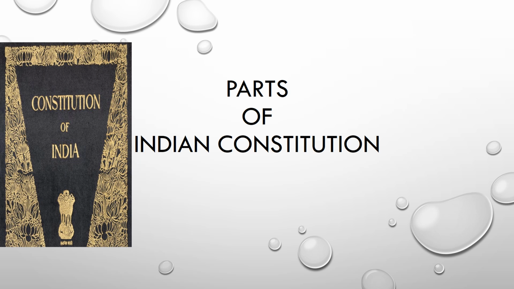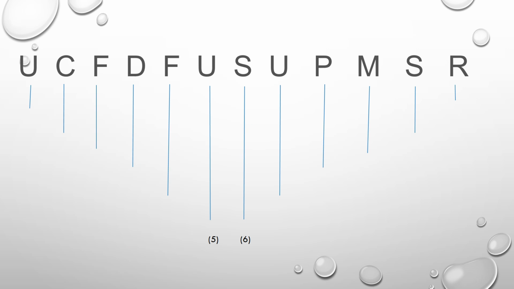There are total 22 parts in Indian Constitution. So it is a bit difficult to remember these 22 parts. So I have come up with a shortcut to remember these 22 parts of Indian Constitution. So here we go. In this I will tell you how to remember the first 11 parts of Indian Constitution.